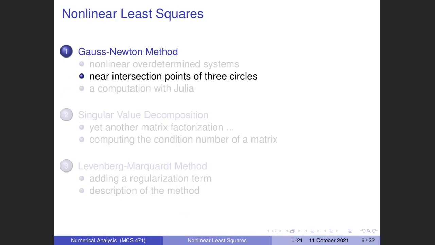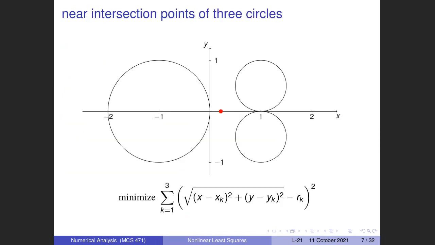So what is now the application? What is the running example? We look at the near intersection points of three circles. We have three circles, one big one at the left, and then two mutually touching circles. And the solution is actually given already by the red point. And why is the red point closest?